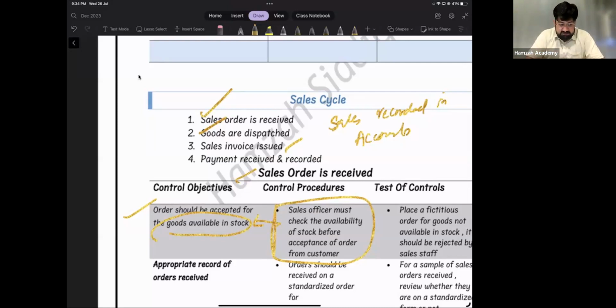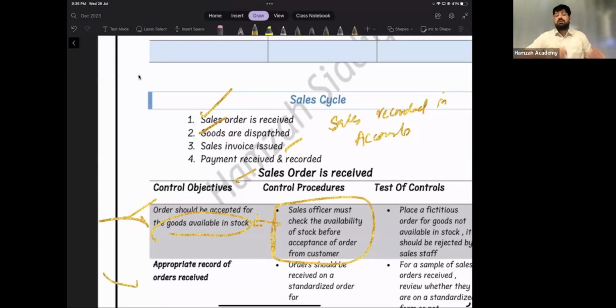So I repeat. Students, two different companies are using different ways to achieve the same objective. Then, appropriate record of orders received.